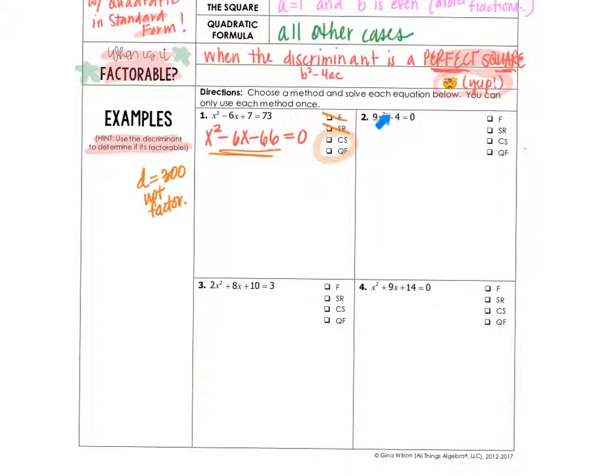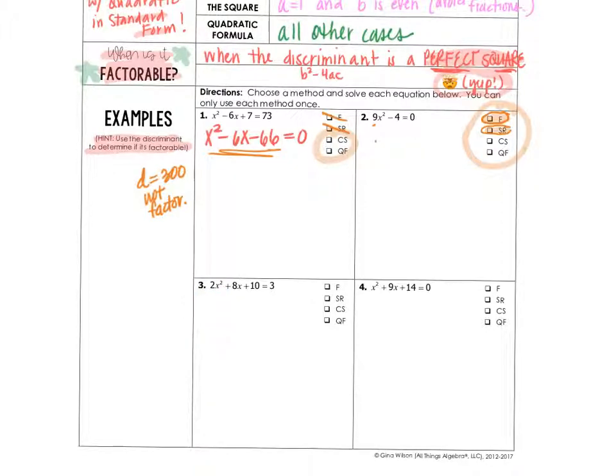For number 2, it has no bx term, so we can go square root, but it's also a quick factoring of the difference of squares, 3x plus 2, 3x minus 2. So obviously, all methods work, but these two would be the fastest, factoring or square root.